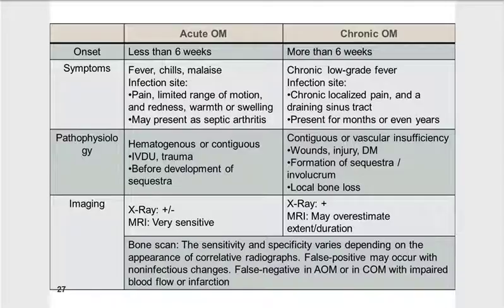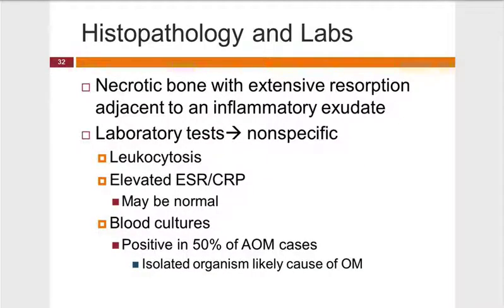The other tests that we can order are ESR and CRP, but again, non-specific. They may not be elevated, especially if you have a small bone. You may have a leukocytosis, you may not. Elderly patients don't tend to mount the same type of white count as younger patients. But what is nice from a diagnostic standpoint is that about half of your patients will have positive blood cultures, and if they do, you can assume the organism in the blood is what's causing the infection, so you don't have to do the invasive procedures unless they're not clinically responding, and then you just have to go back and see if there's anything else.